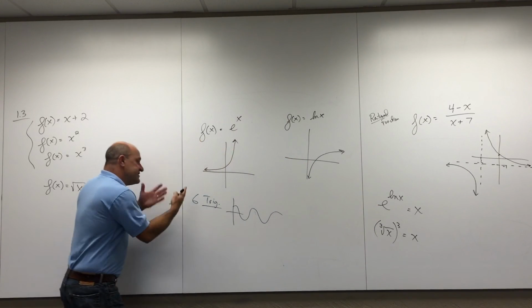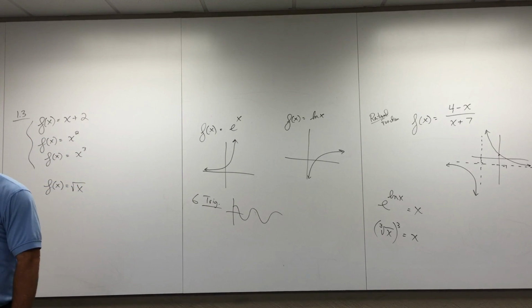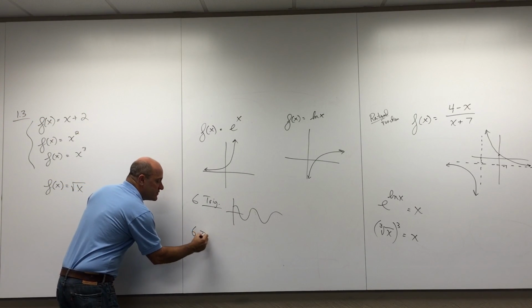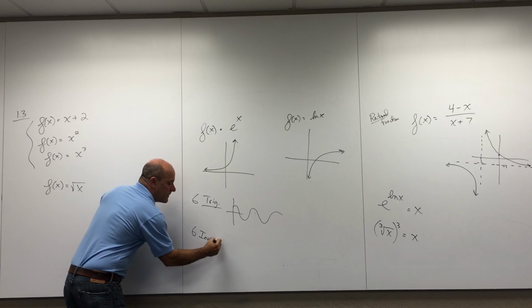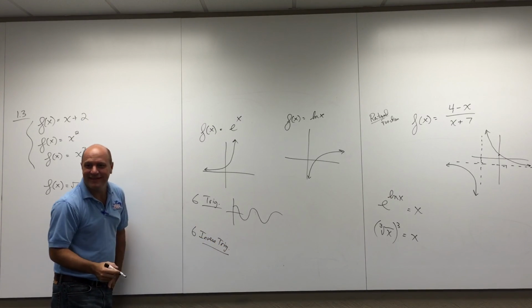So now I brought up these 6 trig functions, so guess what? Each of these 6 trig functions has an inverse. So now there's 6 inverse trig functions. Those are really weird. Not really that weird.